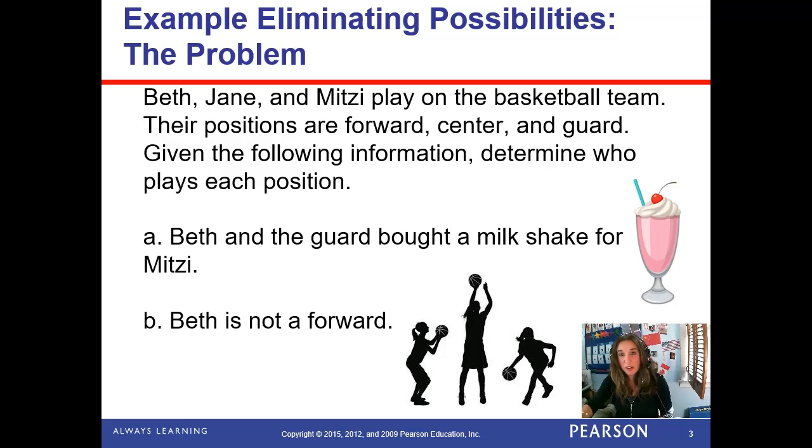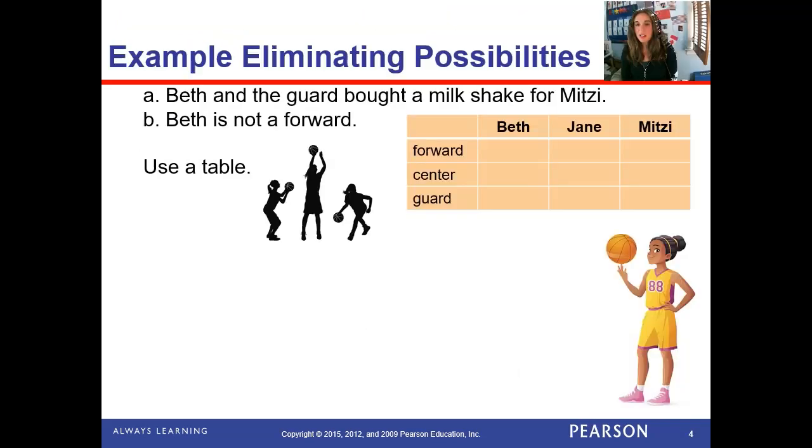So now let's carry out our plan. Let's use these pieces of information to eliminate possibilities. Let's look at letter A. Beth and the guard bought a milkshake for Mitzi. Well, if Beth and the guard bought a milkshake for Mitzi, Beth can't be the guard, and Mitzi certainly can't be the guard, which leaves us with Jane has to be the guard, right? And then if Jane is the guard, she can't be forward or center. And that's about as far as we can go with letter A.